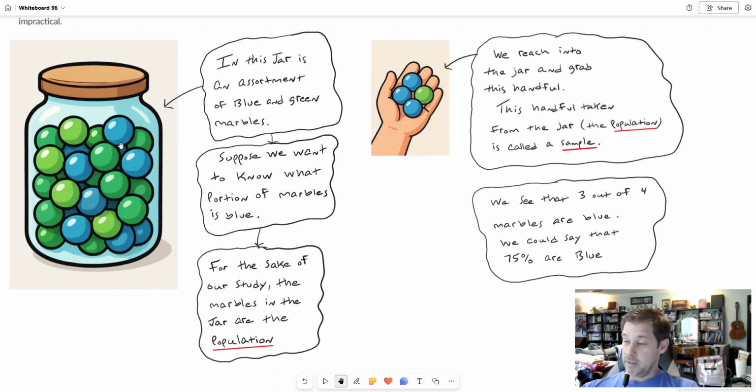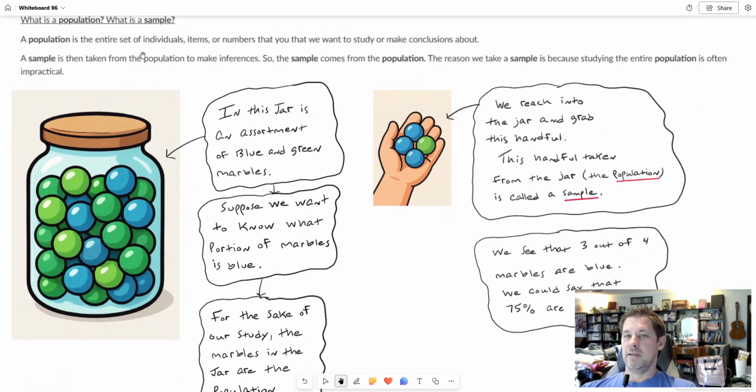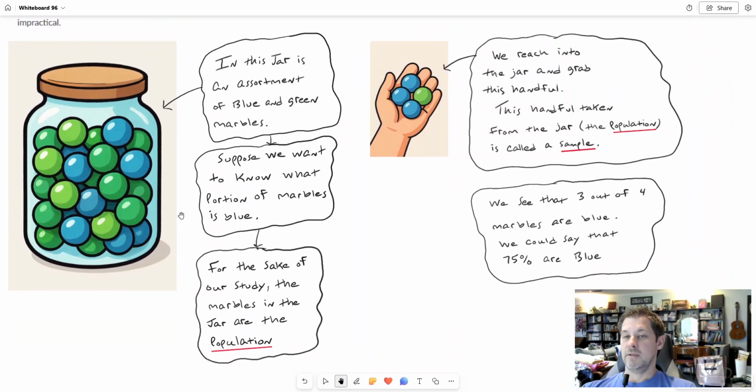And imagine that we wanted to do this for whatever reason, and that we want to know what portion of those marbles is blue. Now, the jar with all the marbles in it is a population. A population is the entire set of individuals, items, things, or numbers that we want to study or know something about. So the jar of marbles that we want to know something about, such as what portion are blue, that's the population.